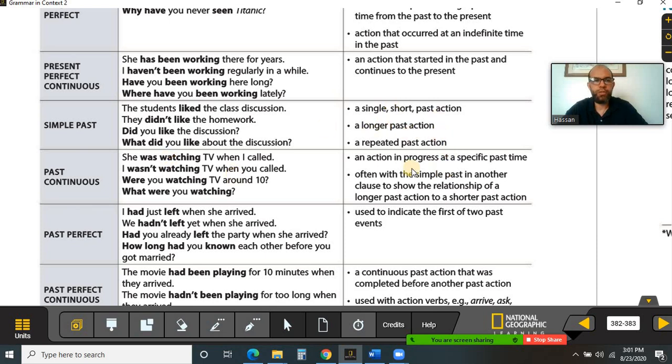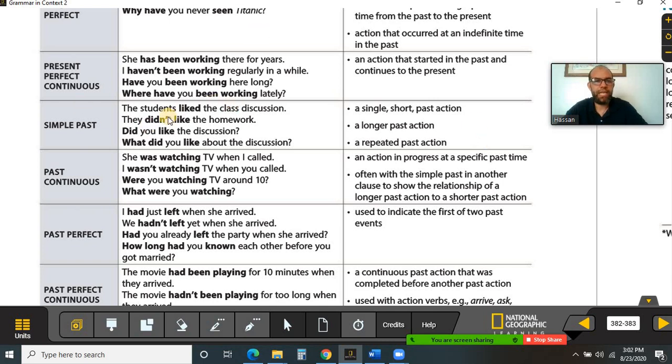Now let's talk about the usage. When do we use the simple past tense? We use the simple past tense to talk about an action that happened and finished, started and finished in the past, at a specific time in the past. It could be a single short past action, it could be a longer action, and it could be a repeated action as well.